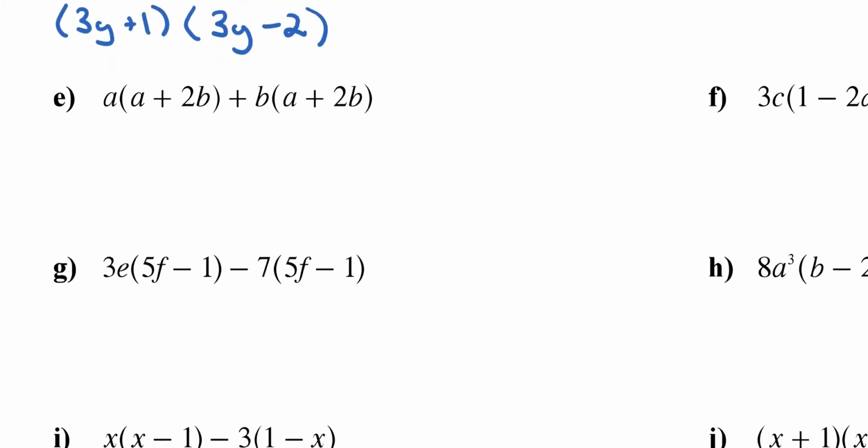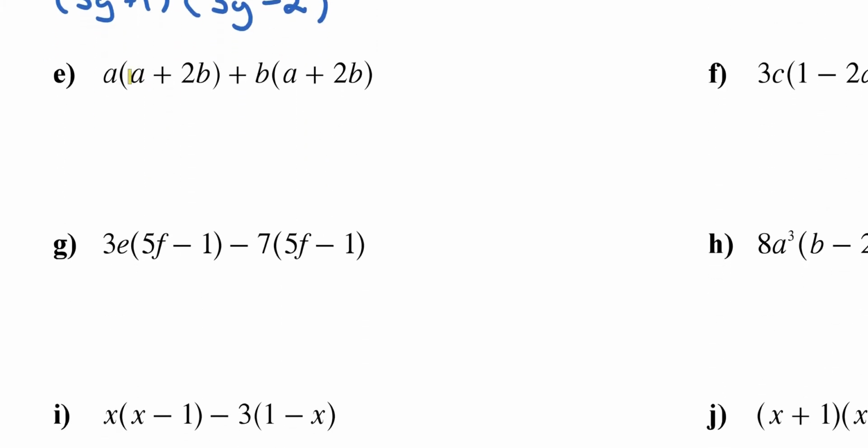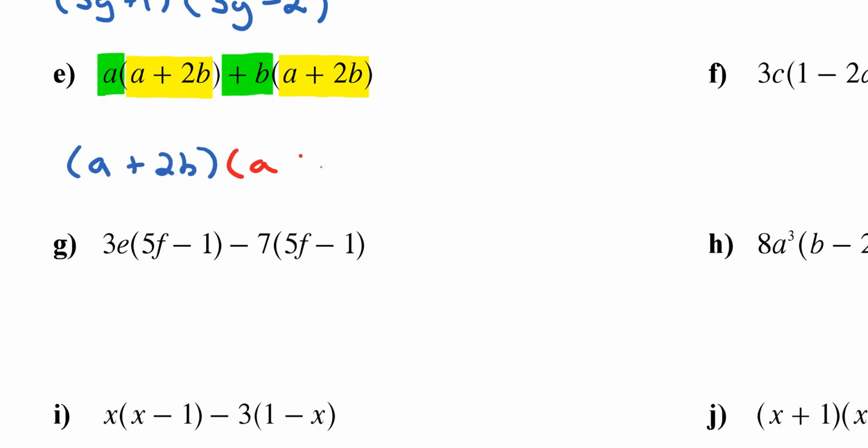All right, let's continue on and finish up all the odd letters here. For letter E, there's a plus 2b and a plus 2b. If I factor that out, that'll be a plus 2b. And then what remains, I have an a and a plus b. So I can write that as a plus b. And that is my final answer.